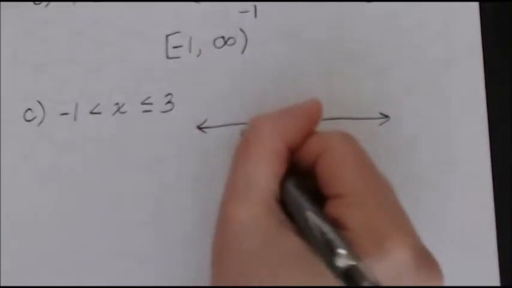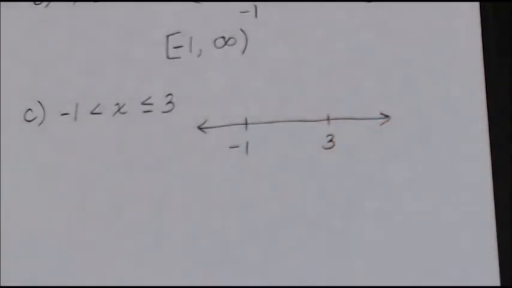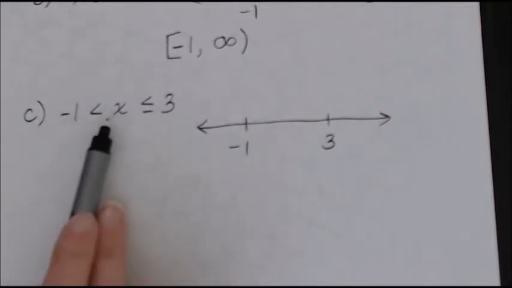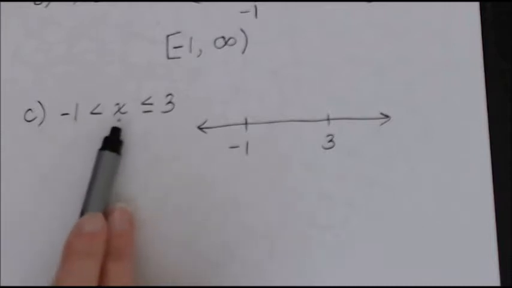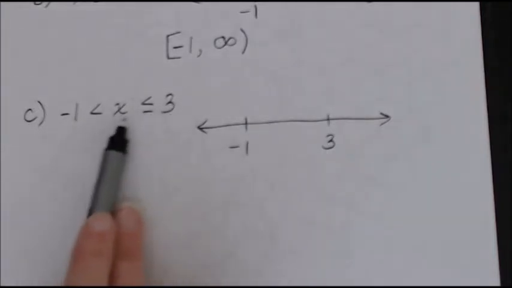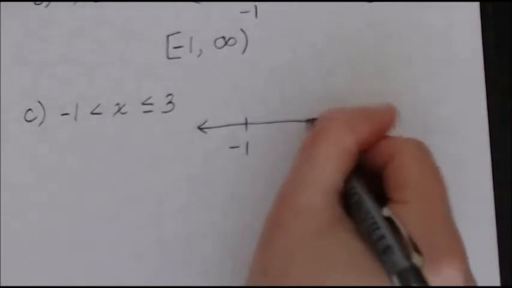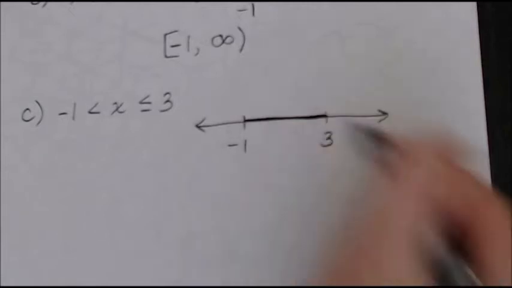So I'm going to put negative 1 somewhere on this end, and I'm going to put positive 3 on this end. So this is what's called a compound inequality. My solution are all of the numbers that are greater than negative 1 and at the same time less than or equal to 3. So I want everything in between -1 and 3. So I'm going to shade in between -1 and 3.